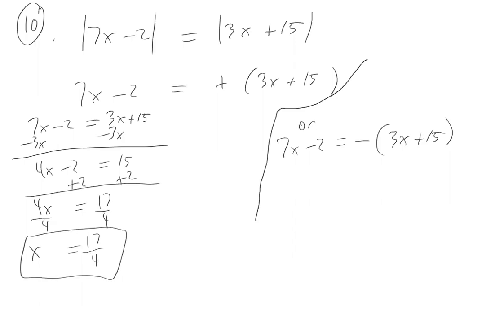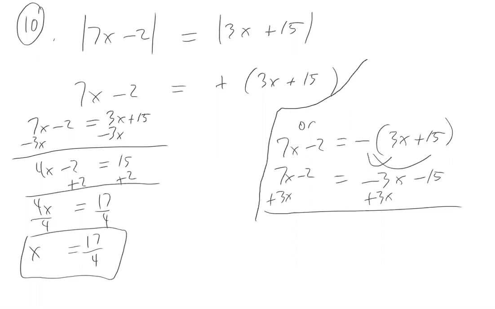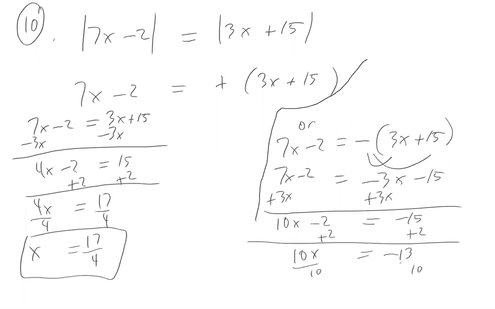Now the other equation, I also solve it, but now I have to distribute this negative though. So if I distribute the negative, I'll get negative 3x minus 15 equals 7x minus 2. So then I'll add 3x to both sides, and then I'll get 10x minus 2 equals negative 15. And then I'll add 2 to both sides, and then I'll get 10x equals negative 13. Then I'll divide by 10, and I'll get x equals negative 13 over 10.